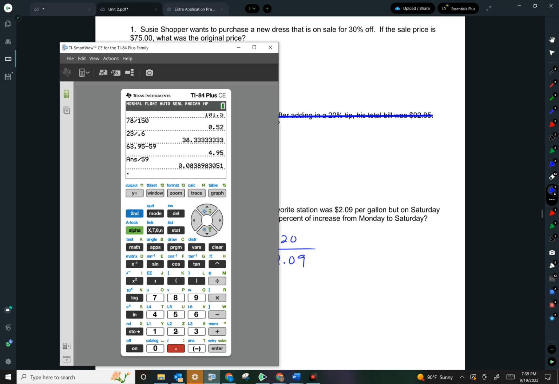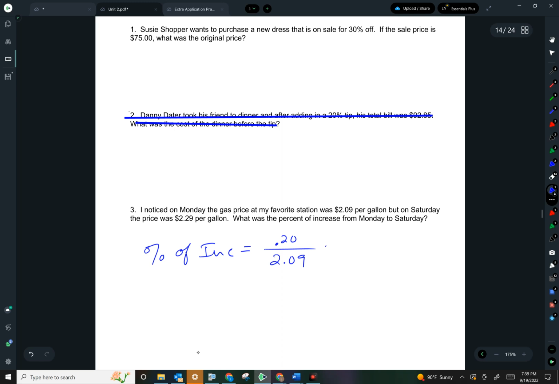What does that come out to be? 0.2 divided by 209. And if we round it to 3, that's going to be 0.096. But since this represents a percent, we would write it as 9.6%. Okay.